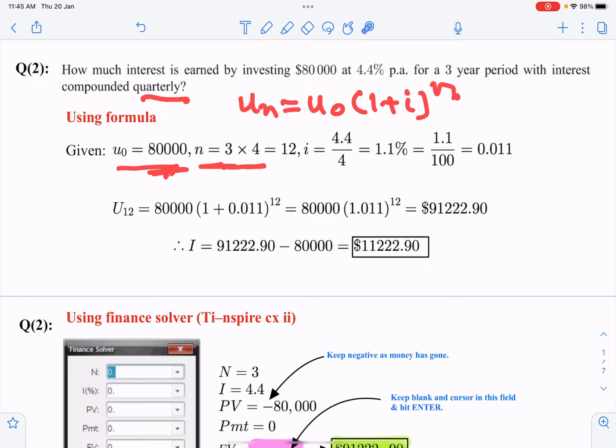The interest is compounded quarterly. So 3 times 4 will be 12. I will be 4.4 divided by 4 because it is quarterly interest. Therefore, every quarter the interest will be added. So 4.4 divided by 4, because 4.4 was the yearly interest rate. So we will have to divide it by 4, which will be 1.1%.